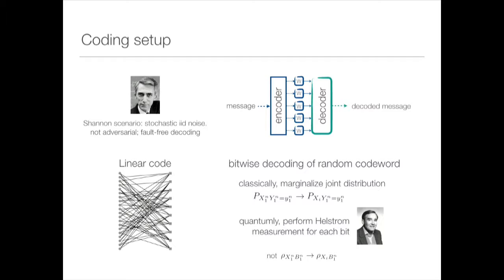Okay, but the important thing also to realize is that for the classical problem, it's enough to marginalize this joint distribution, of course, because you get to see exactly the output, so you just fix the value. The analogous problem, which has been studied, is to say, I have a density matrix which describes the input and the output, and I want to marginalize the density matrix.